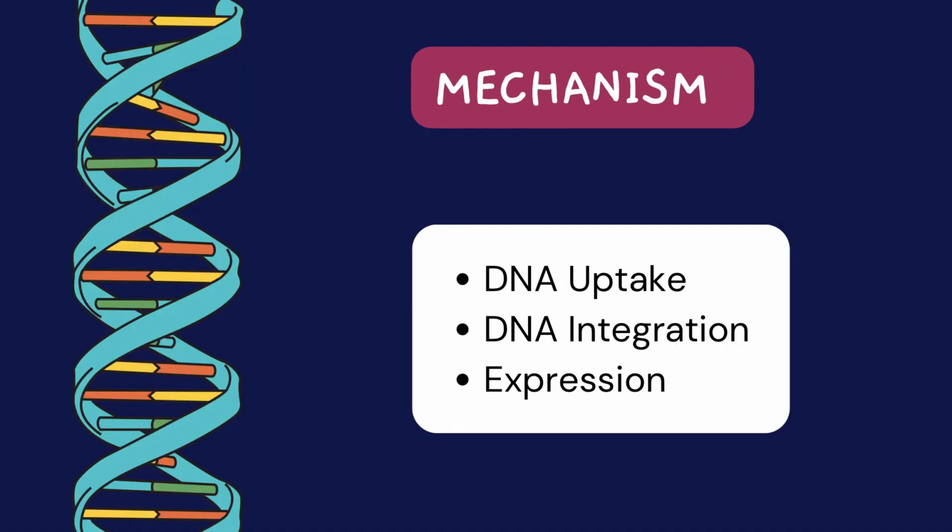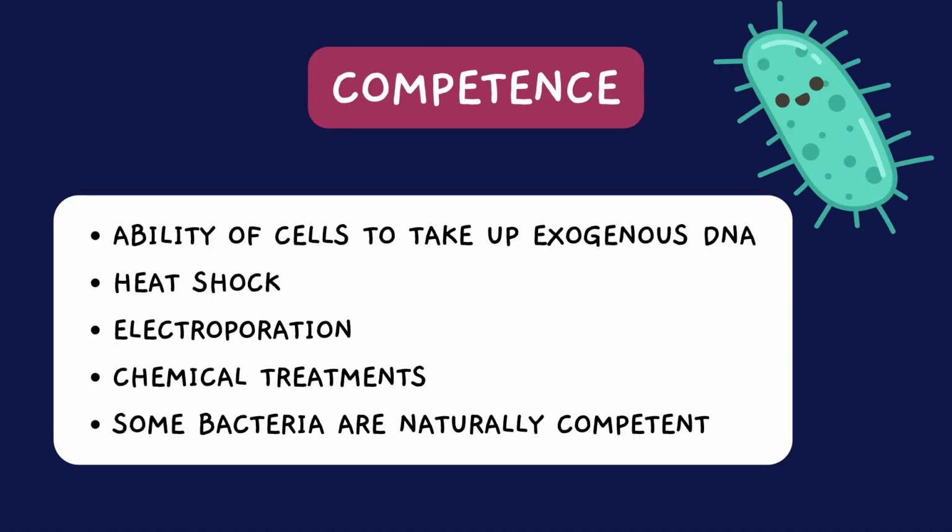Transformation involves the following steps. DNA uptake. Bacterial cells take up extracellular DNA from their environment. DNA integration. Foreign DNA is integrated into the bacterial genome through processes like recombination. Expression. The integrated DNA may be expressed, leading to the production of proteins encoded by the foreign DNA.